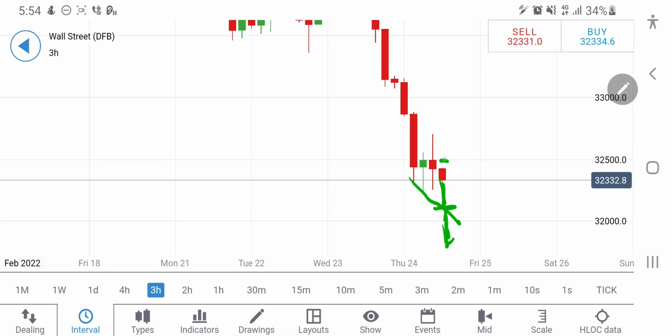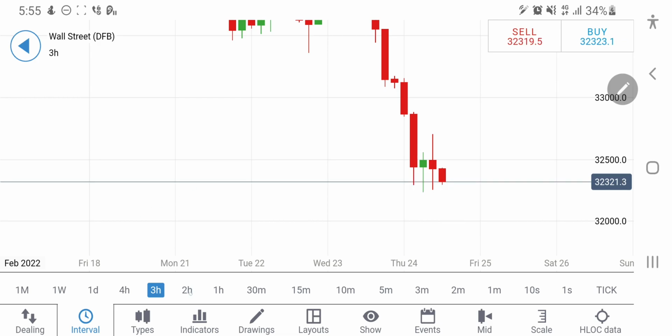The only long entry is beyond 32,500, where if it goes beyond 32,500, you can again expect it to hit 32,780, 800 levels. Also, sustaining this zone at 32,300 is very important. If it breaks below 32,300, or rather I will say 32,280, definitely it will try to hit the 32,200 and 32,100 zone. So take your positions accordingly.